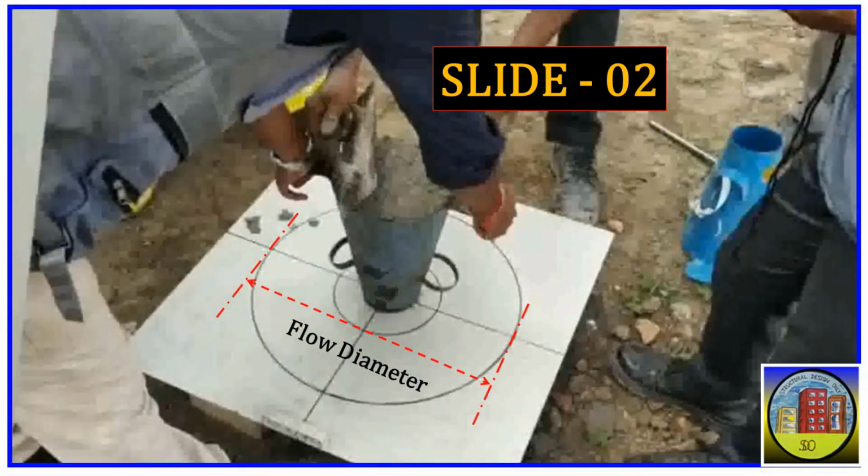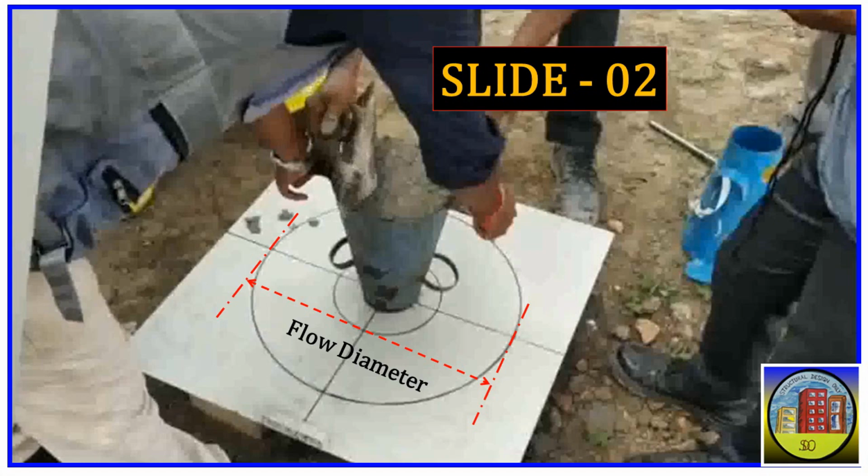In the second slide, you'll observe one worker firmly holding the slump cone in place, ensuring its stability and proper positioning. Meanwhile, another worker is carefully pouring concrete into the slump cone with the help of spatulas. This coordinated effort is crucial to maintain accuracy and consistency in the flow test process.